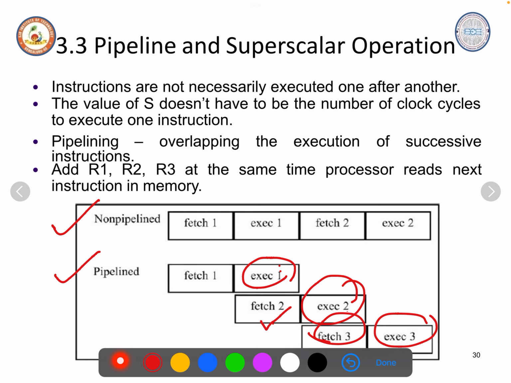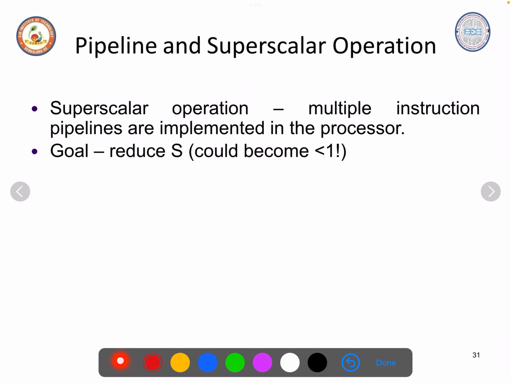Whereas in the non-pipelined case, you wait till the completion of the first instruction in order to execute the next instruction. So as you are performing multiple instructions, with pipelines implemented together, processor time reduces. Actually, the performance of the system will improve. The main goal here is we need to reduce the value of S. How can I reduce the S value? Using the pipelining technique I can reduce the value of S.